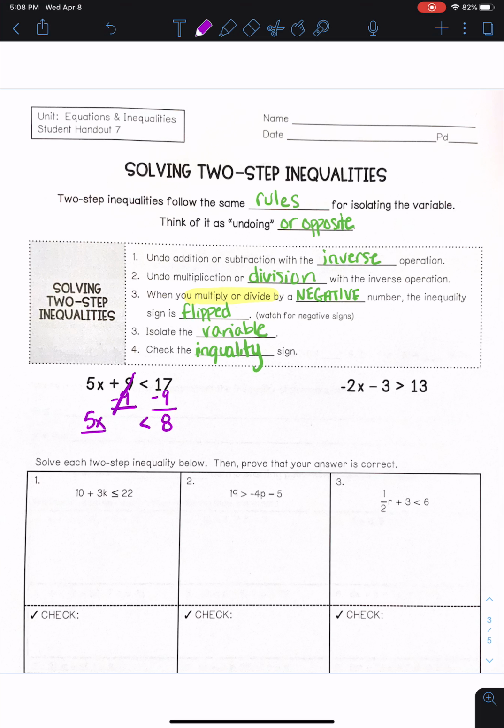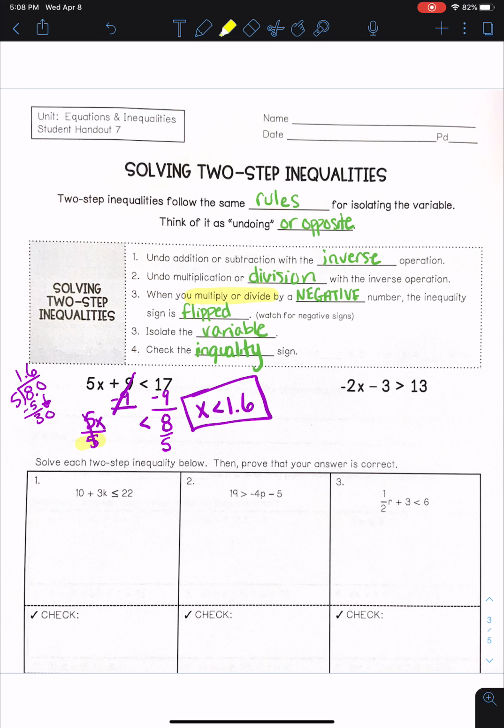The inverse of multiply is divide. So I have 8 divided by 5. So I'm going to do this over here. 5 goes into 8 one time. 5 goes into 30. So I get x is less than 1.6. Now, if I look at my division, did I divide by a negative? No. So my inequality symbol stays the same. It stays less than.